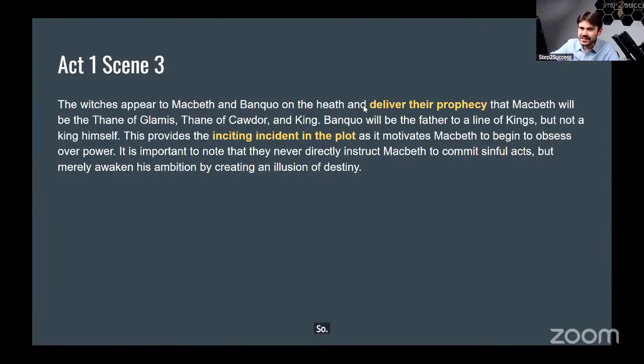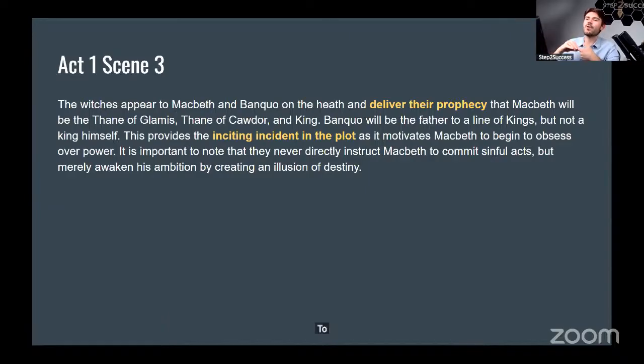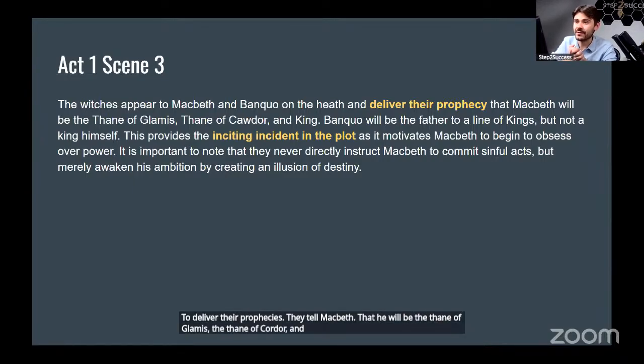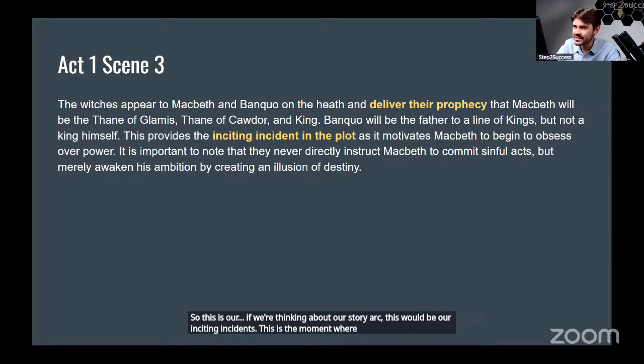So we next see them in Act 1, Scene 3. And this is probably the most important time that we see them because they appear to Macbeth and Banquo to deliver their prophecies. They tell Macbeth that he will be the Thane of Glamis, the Thane of Cawdor, and the future king. They instill him with the idea that he's going to have a successful future. So if we're thinking about our story arc, this would be our inciting incident. This is the moment where our protagonist gets instilled with ambition. He gets told he's going to be the future king.